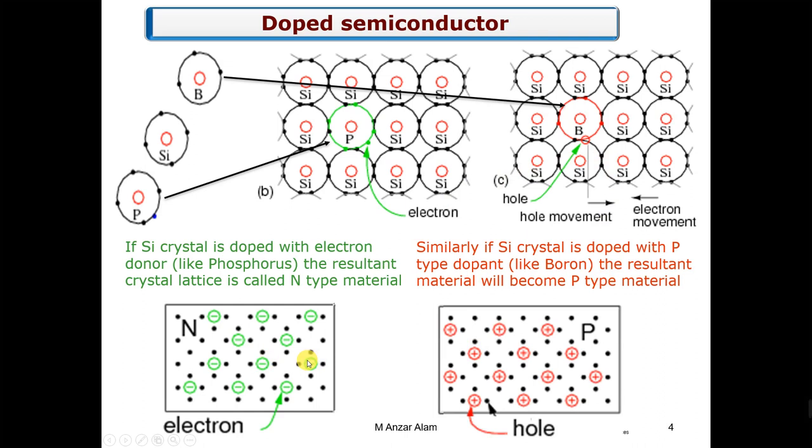Remember, the n-type material alone is not going to be useful. Similarly, the p-type material as an independent material is not going to be useful, because the flow of current is possible only if we combine these two. The electrons will move toward this one and holes will move toward this one, and there will be a flow of current, or we can say this will become a good conductor.